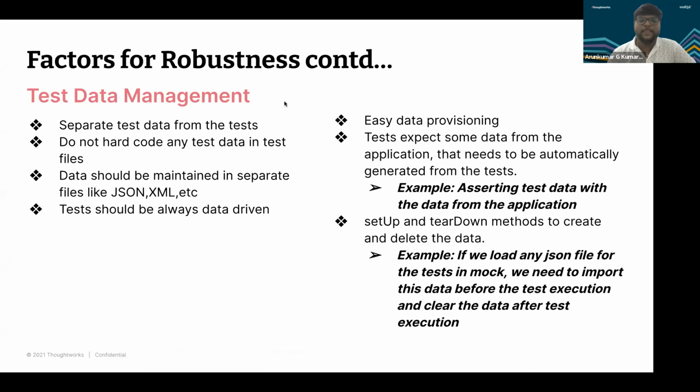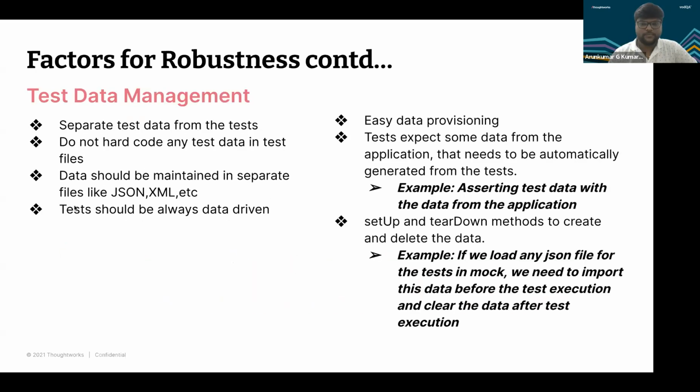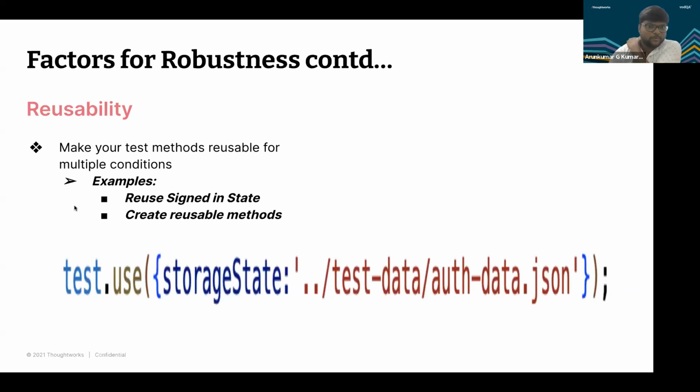I just showed it in IntelliJ, but we have some extensions in VS Code also. So nowadays this is considered one of the robust factors, for having the debug and execute features, and having the trace facility, traceability, and those kinds of things. Okay. Yeah. So then we'll move on.